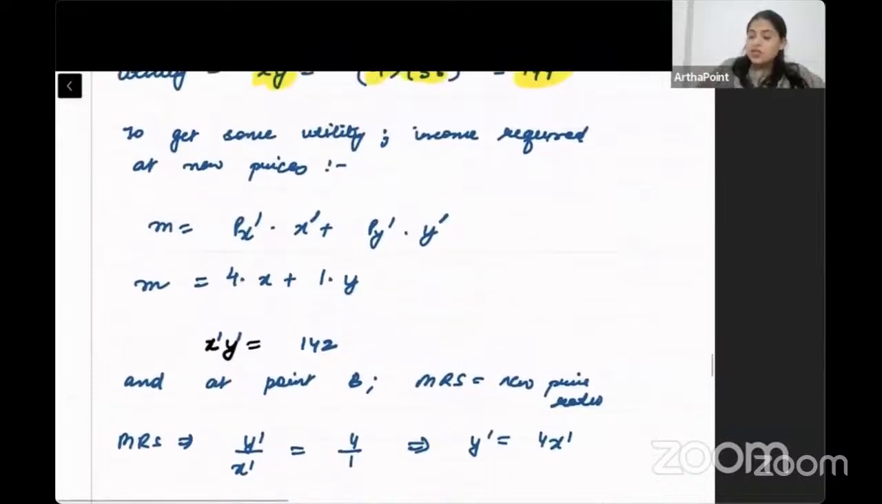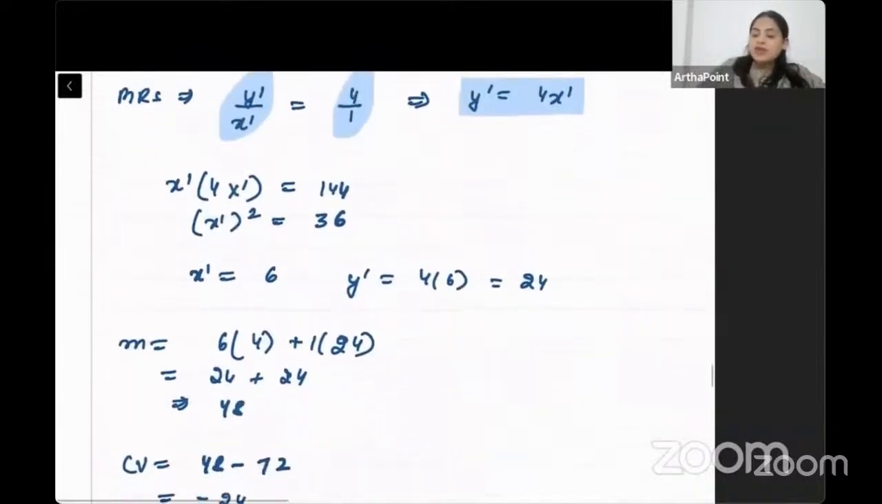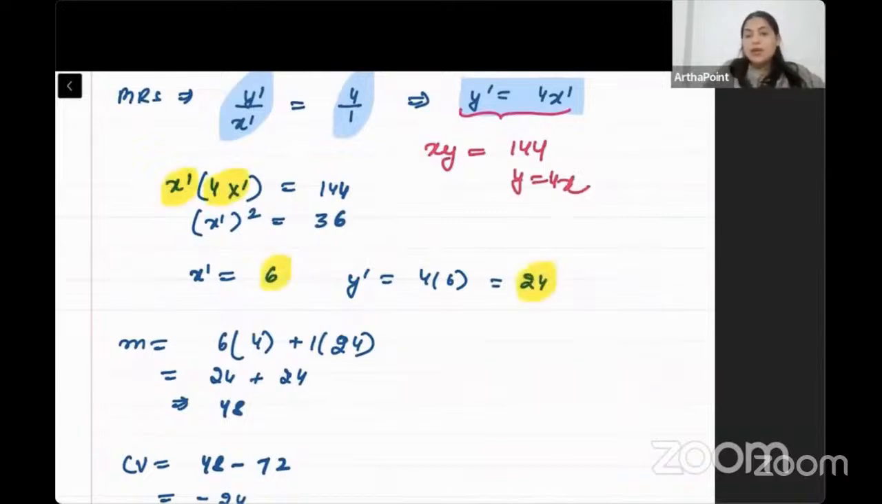So beta, my new price ratio is 4 by 1. The price has decreased to 4. MRS is y by x because your utility function is xy. So beta, when you solve this, you will get y is equal to 4 times x. Put this back in your utility function. Your utility function xy should be equal to 144. You have got this condition that y is 4 times x. So y की जगह पे 4 times x लगाओ and you will get x as 6 and y as 24. So your new bundle at new price ratio is 6,24.